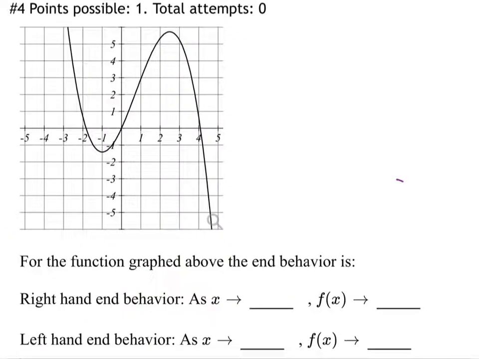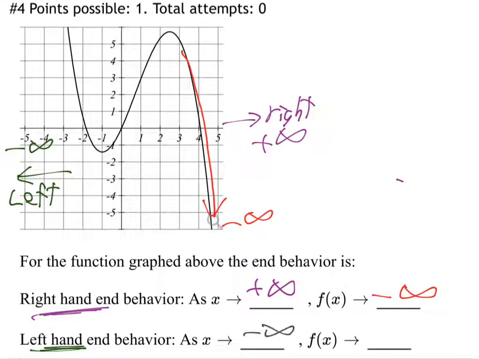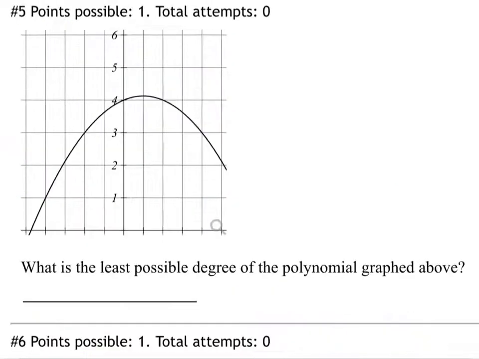So for right-hand behavior, which way is x going? Positive. Here's the right. That's positive infinity. Well, which way is the function going? As we go to the right forever, the function is going down. Okay, now how about to the left? For the left-hand behavior, we're going to the left, which is negative infinity on the x-axis. And the y values, what are they doing? It's going up, up, up, and away to positive infinity. Just like that. All right, easy.